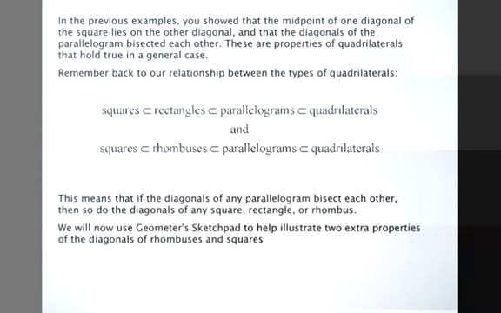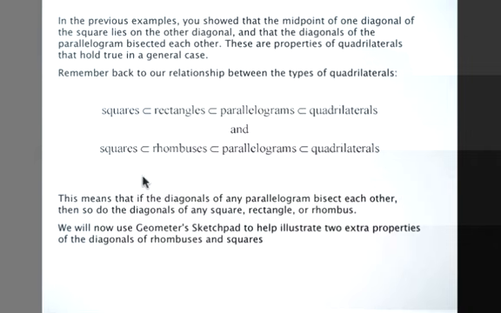So in the previous examples, you showed that the midpoint of one diagonal of the square lies on the other diagonal. You also showed that the diagonals of the parallelogram bisected each other. These are properties of quadrilaterals that hold true in a general case. That means the midpoints of diagonals of the square always lie on each other. The midpoints of the diagonals of parallelograms always bisect each other.